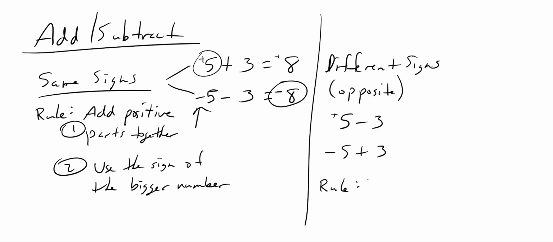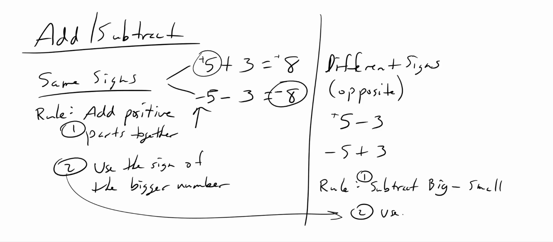Because they're different signs, you're going to subtract the big number minus the small number, which everybody can do. It's really easy. And then that's the first step. And the second step is use the sign of the bigger number. That's the same as this guy right here. So use the sign of the bigger number.